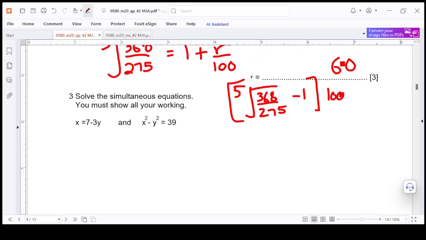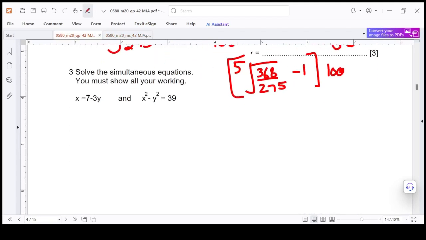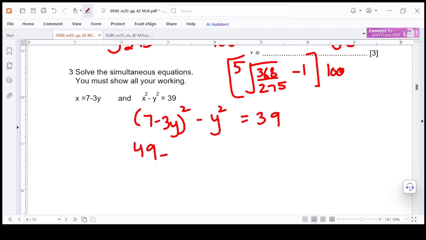Okay. Solve the simultaneous equations. You must show all your working. That's question number 3. Okay, so we have a linear equation and a quadratic equation. So I'm going to replace the x with (7 minus 3y) whole squared minus y squared equals 39. I get 49 here minus, I'm going to expand this using a squared minus 2ab plus b squared. So minus 2ab would be minus 2 times 7 times 3.